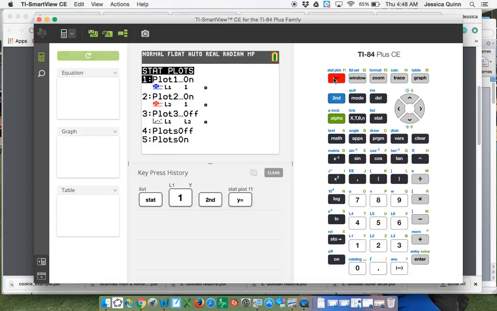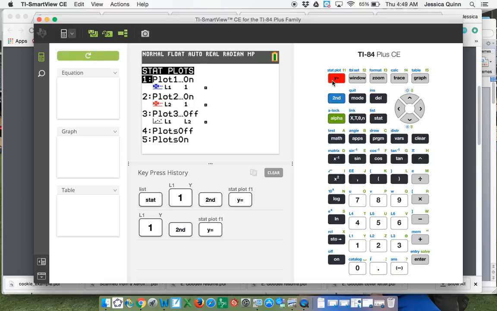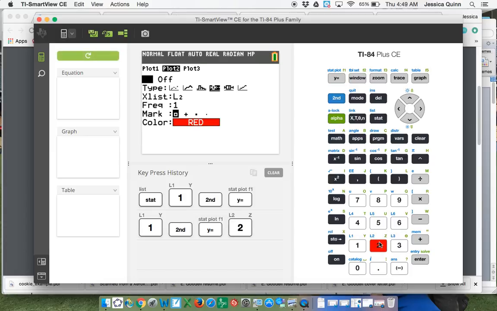So if you go to second y equals, you actually need to turn on two separate box plots for each list. So for my L1 list, I did that in this first one. So I turned my plot on. I want my box plot with the little outliers there on. And then for this box plot, I'm going to use L1. And then I'm going to do the same thing for the second one.